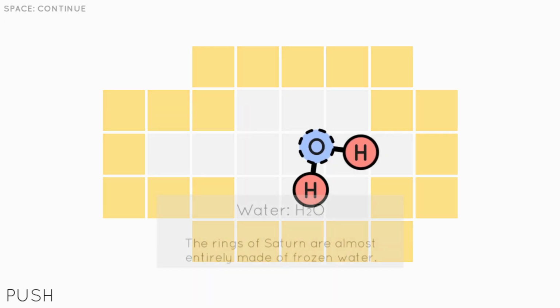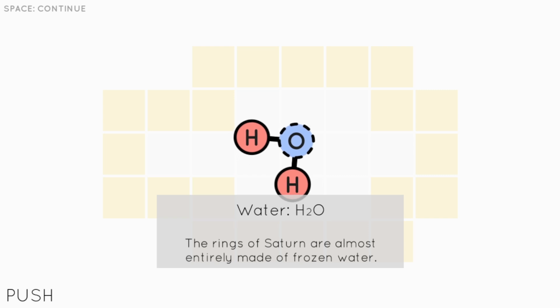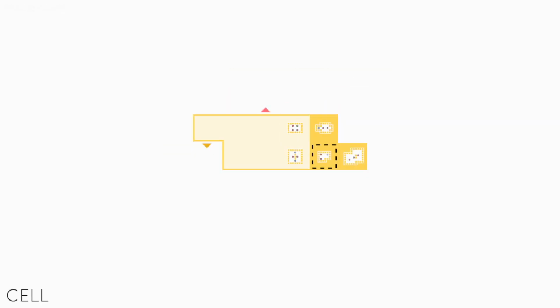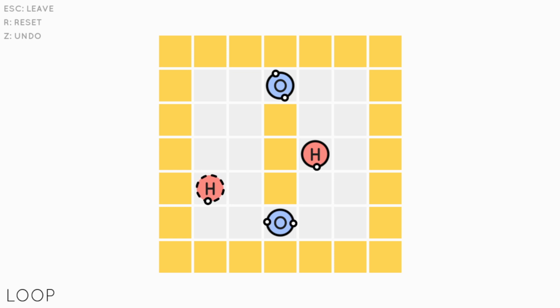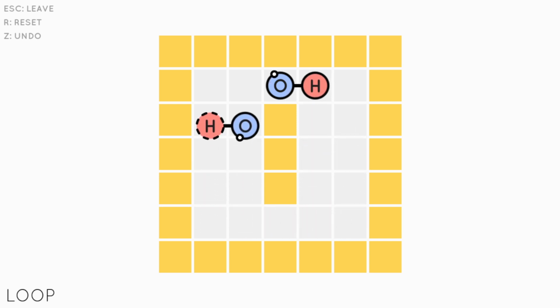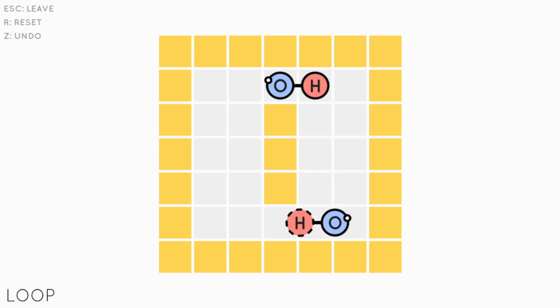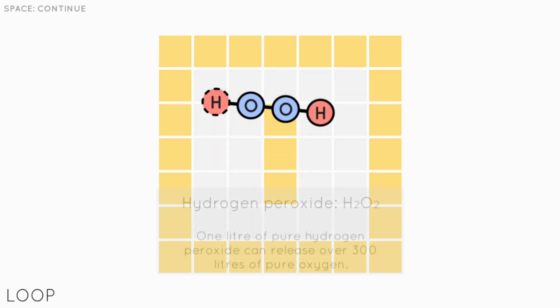So push. The rings of Saturn are almost entirely made of frozen water, which in other words is ice. So yeah, alright, loop. Alright, so... Ooh, okay, we got an extra oxygen here. I think this will form hydrogen peroxide. Maybe. Right, oh no, it's a loop. Okay, so I can do this, and I can do that to form hydrogen peroxide, which is H2O2. And what I did there is I pushed this block up to form a preemptive bond with the oxygen up there. So there you go.